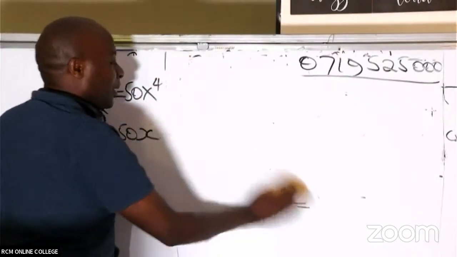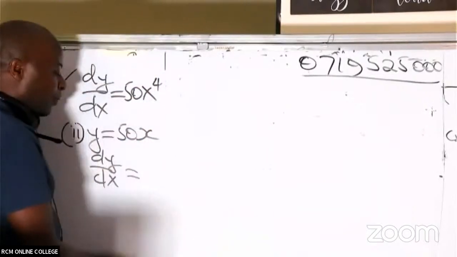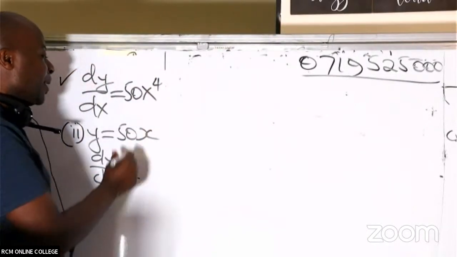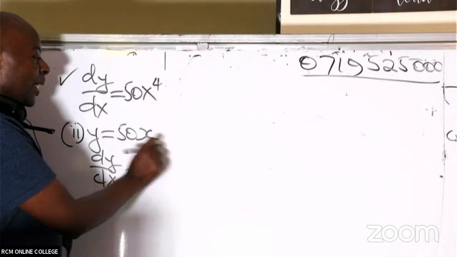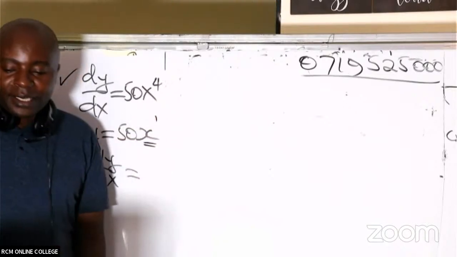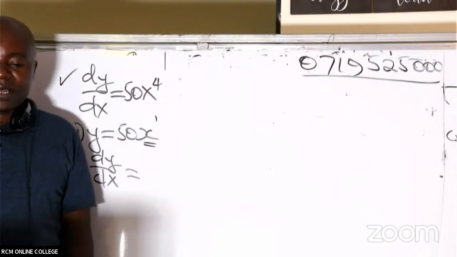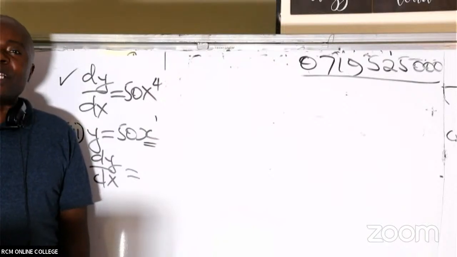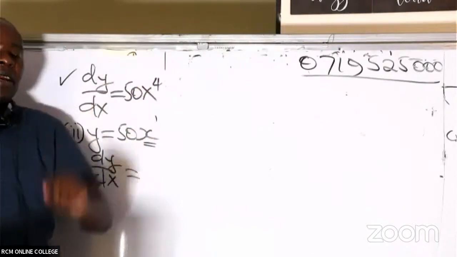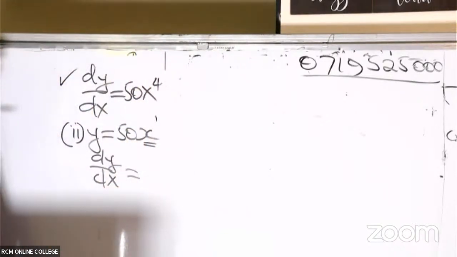There is a fact she has been able to know. Ladies and gentlemen, this lady has known that whenever she sees an x like this x here, it has an implied power of 1. It is raised to power 1. So it's 50x raised to power 1.